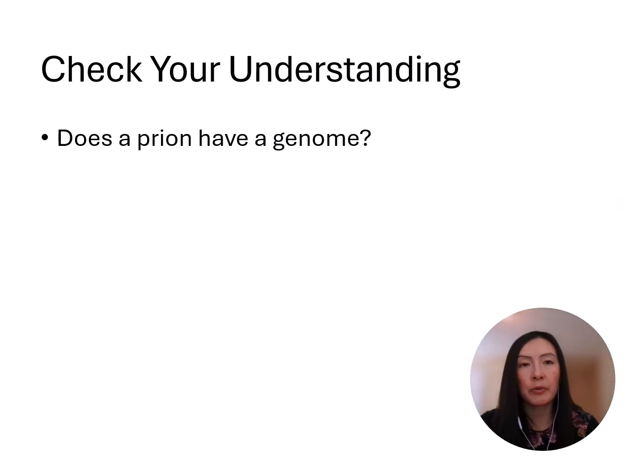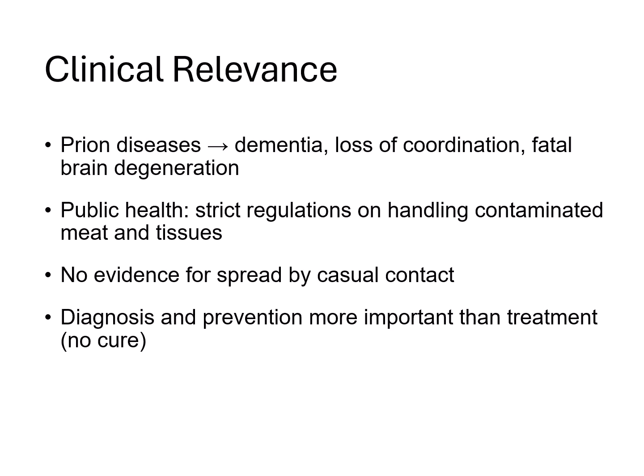For our prion checkpoint, remember prions do not have a genome. They are just infectious proteins. There's no DNA, no RNA. In patients, prion diseases cause dementia, loss of coordination, and brain degeneration. Unfortunately, prion diseases are untreatable and always fatal. So public health measures really focus on prevention, controlling infected meat products, regulating medical procedures, and enforcing strict sterilization protocols or incineration when necessary. Importantly, and luckily, there's no evidence for spread through casual contact.